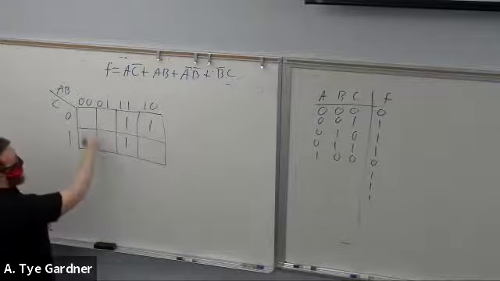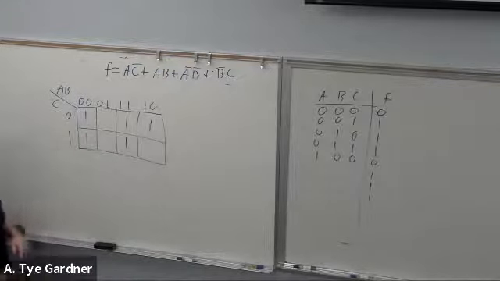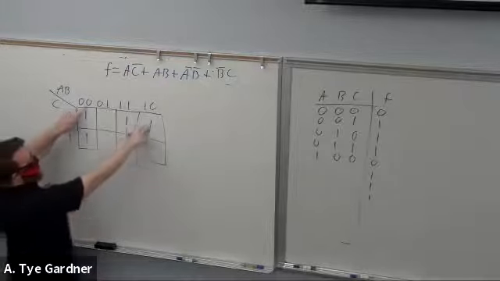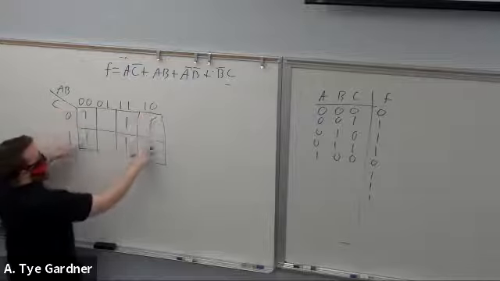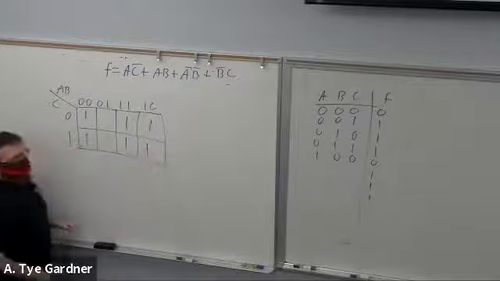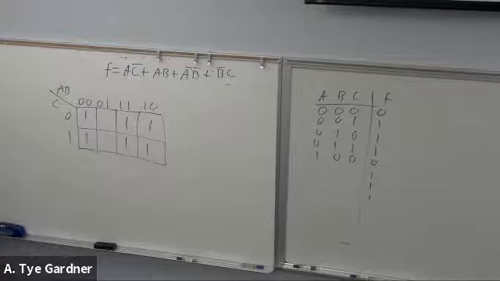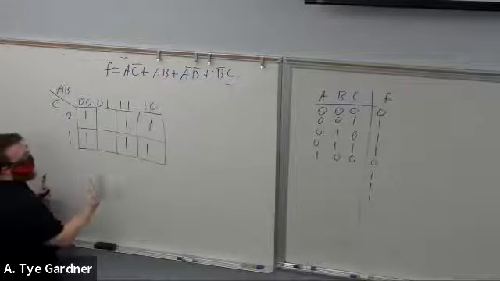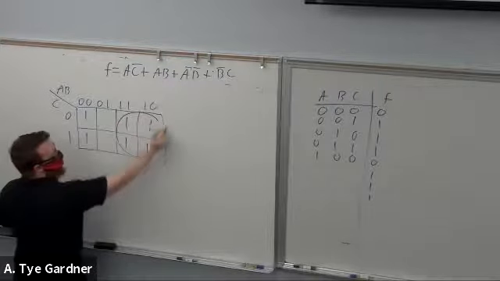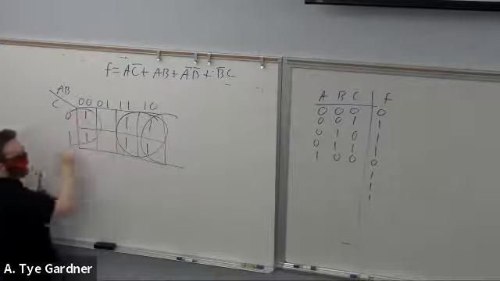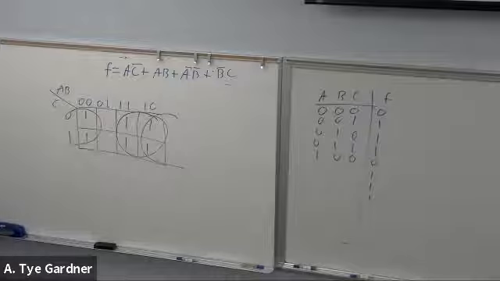Next is not A, not B, that column. And lastly is not B and C. Okay, not B are these two columns, and C is that column. And then I just do the K-map, right? The K-map is going to be those two circles.